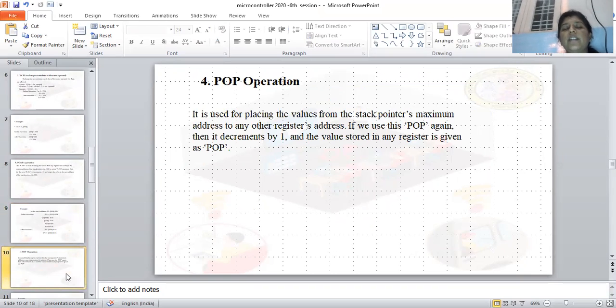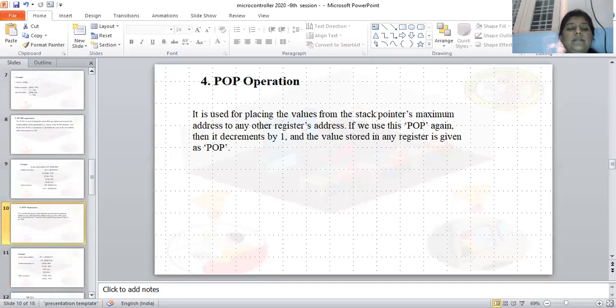Next instruction is pop. It is used for placing the values from the top address of the stack pointer into any other register address. If you use pop, it decrements the stack pointer by 1, and the value is stored in the given register. Simply we can say it is retrieving the data from the stack pointer.